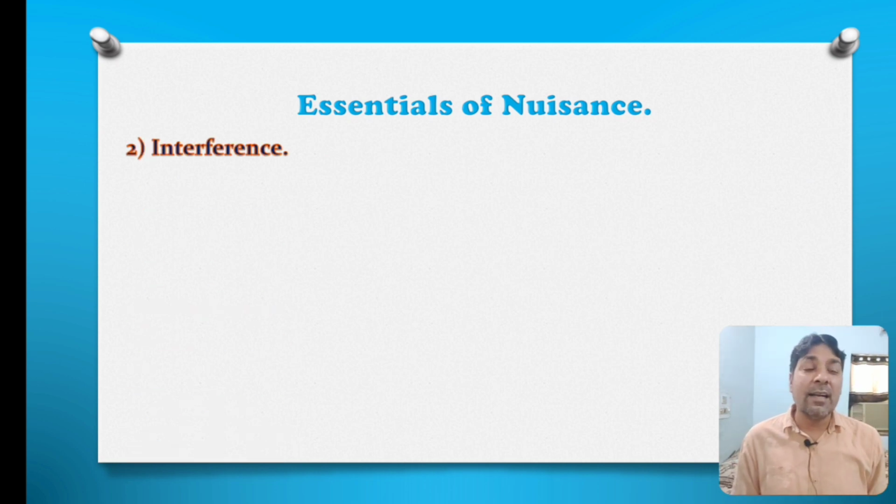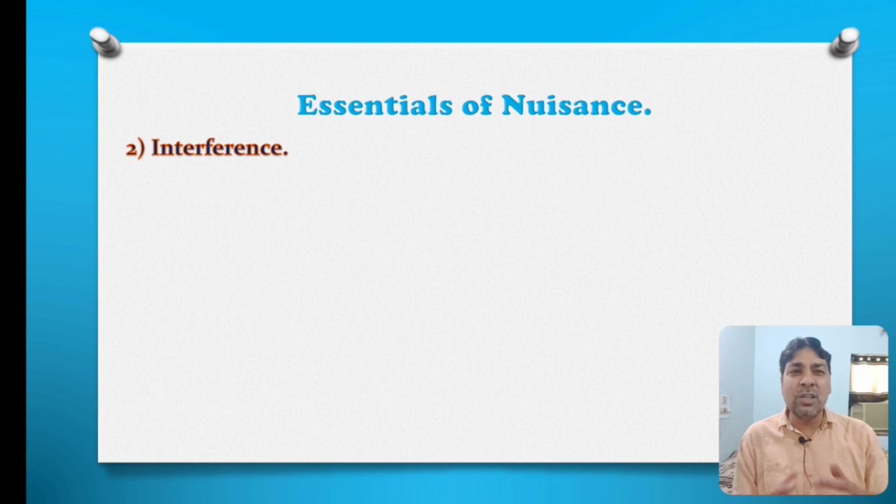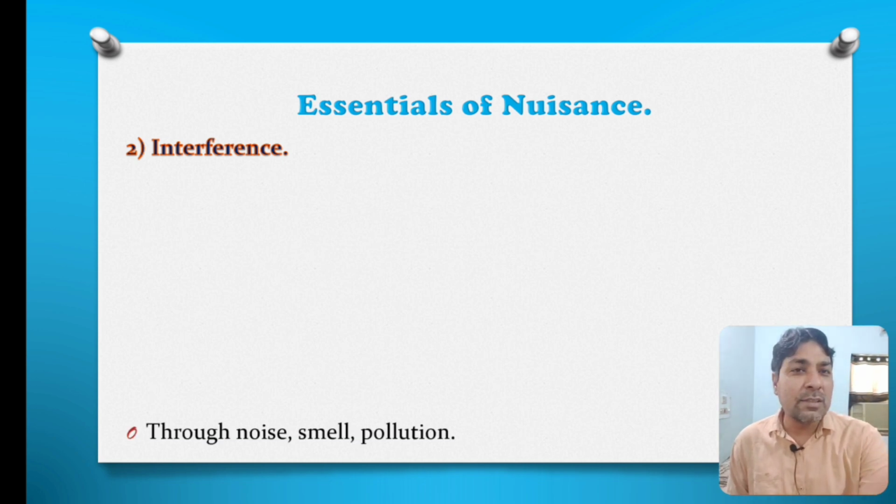The second essential is interference. If the person has a right to use or enjoyment of land, and if there is no interference in that particular right, there will be no nuisance. If a person wants to get compensation under the tort of nuisance, he must prove the first essential, the right to use or enjoyment of land, and after that he must prove that there was an interference in that right. Until and unless there is an interference in the right to use or enjoyment of land, the tort of nuisance will not be there.